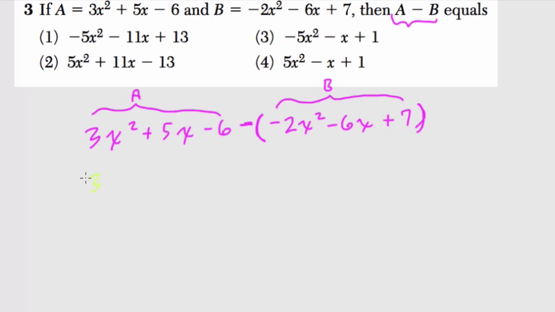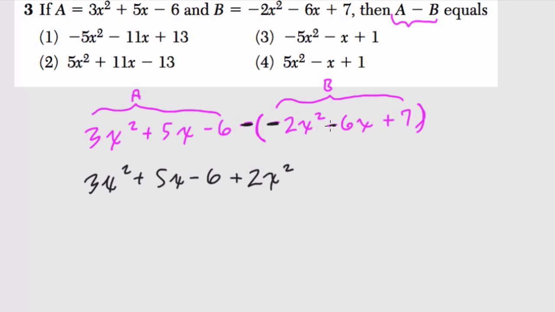Well, I'm going to rewrite it. It's a dark color. Okay, so 3x squared plus 5x minus 6. That remains the same. But then we're subtracting each of these terms. So we're subtracting minus 2x squared. Subtracting a negative is really adding. So it's adding 2x squared.